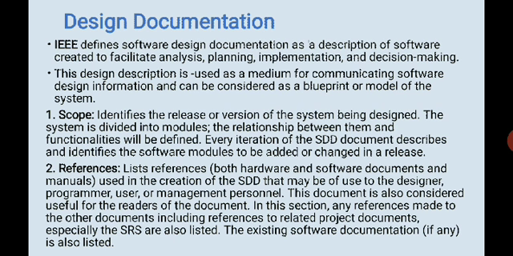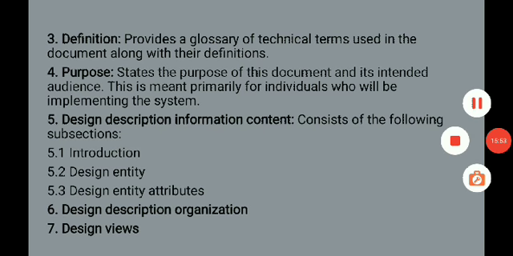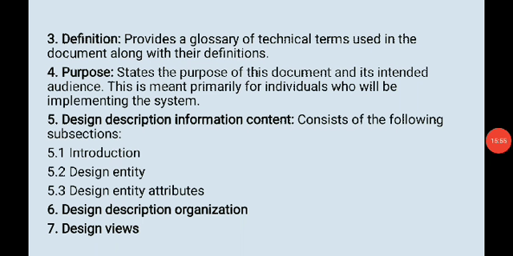In this section, any references made to other documents, including related project documents, especially the SRS, are also listed. The existing software documentation, if any, is also listed. So you have the list, both hardware and software. Then it is definitions. This will contain all the technical terms used in the documentation with their definitions. Next is purpose, that is, what is the purpose of this document and what is the intended audience. So what it strives to achieve is primarily for individuals who will be implementing the system.